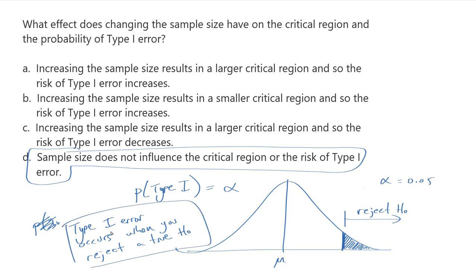Well, how would you reduce a type 1 error? Because it sounds like a bad thing. You don't want to make errors when you're conducting a hypothesis test. How would you reduce this? Well, you should reduce your chance of rejecting any null hypothesis.